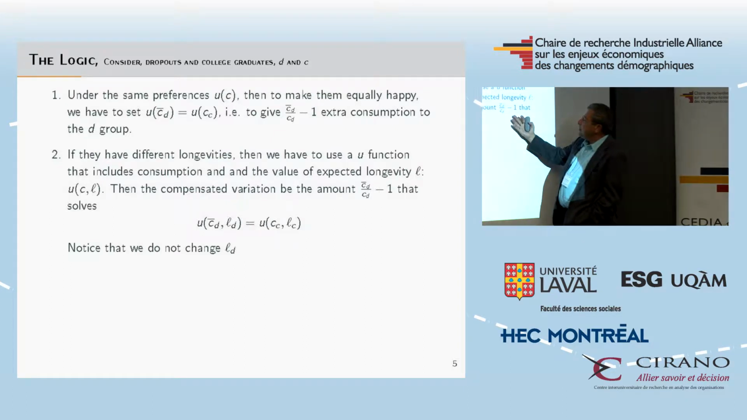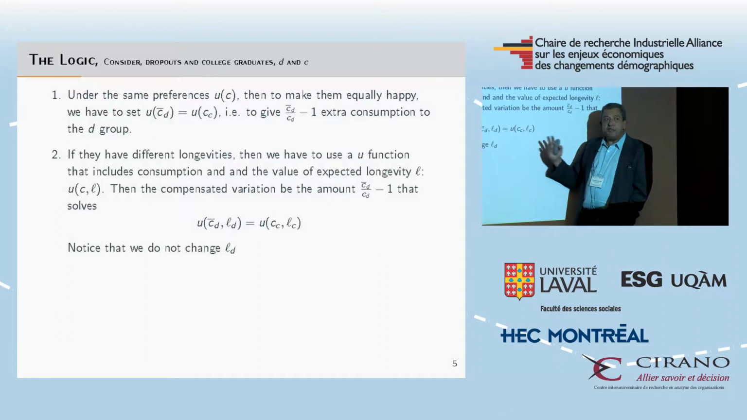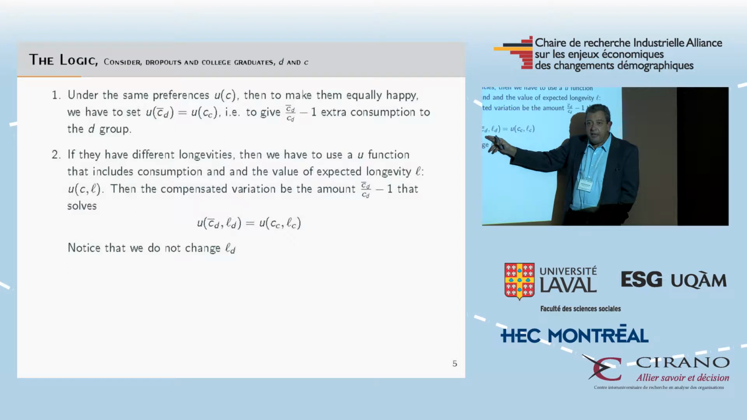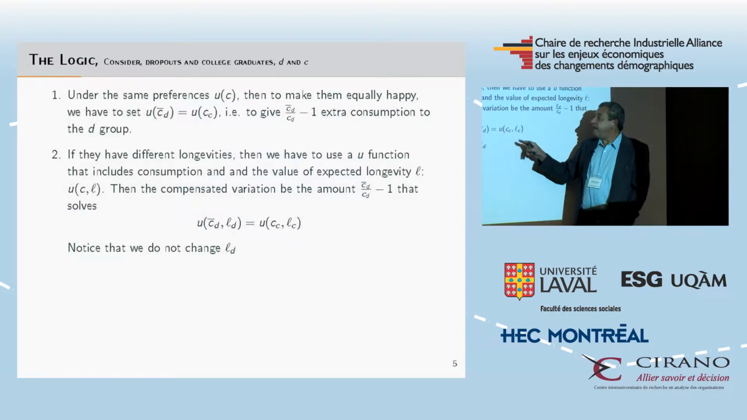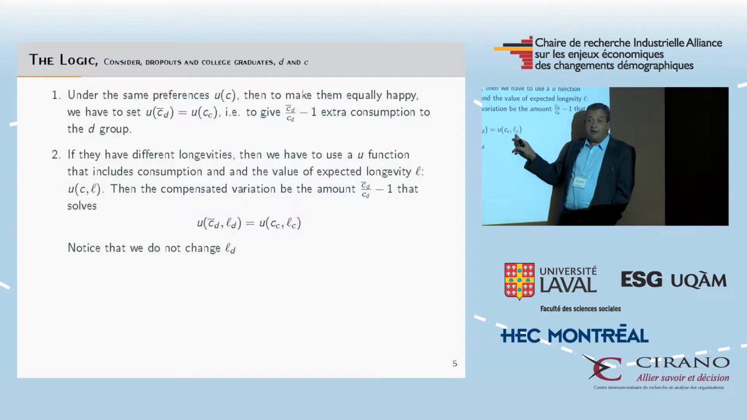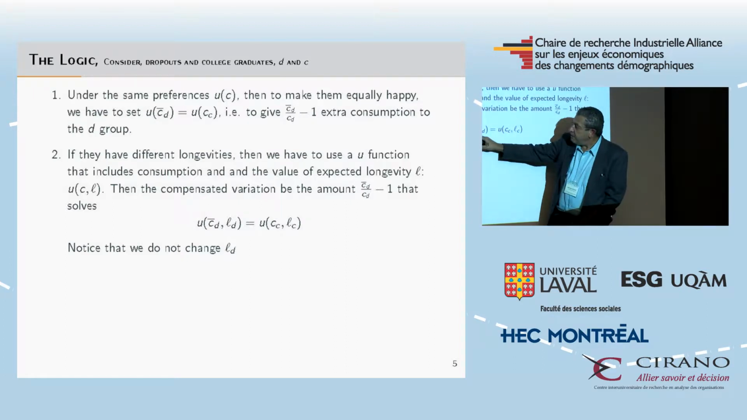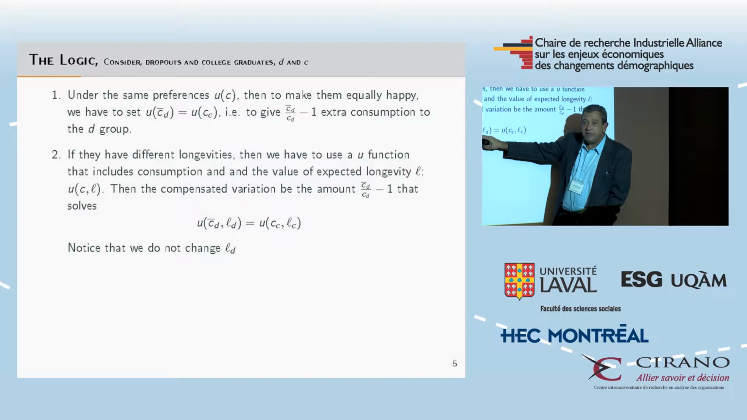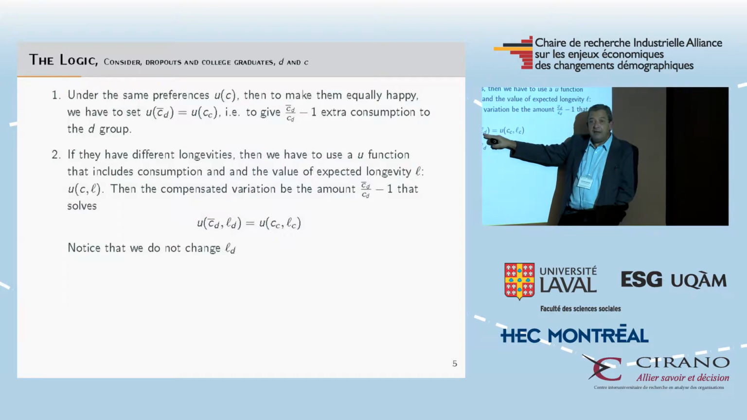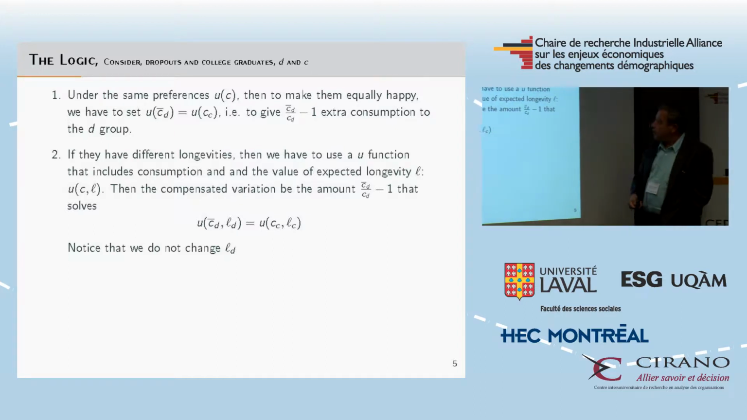But once you put in the value of life, then to compare, when you're asking how much a dropout would have to be given to accept her fate relative to a college graduate, you're not going to give her the longevity of the college graduate, because the longevity is associated to who she is. So you're going to give her extra consumption, to perhaps make up for the fact that the longevity of the dropout is lower than the longevity of the college graduate.